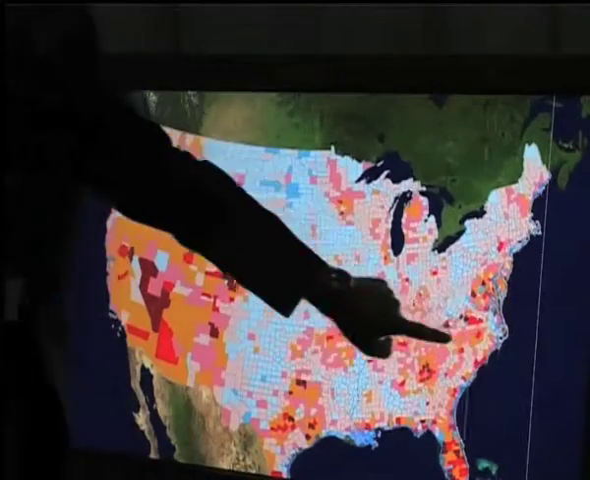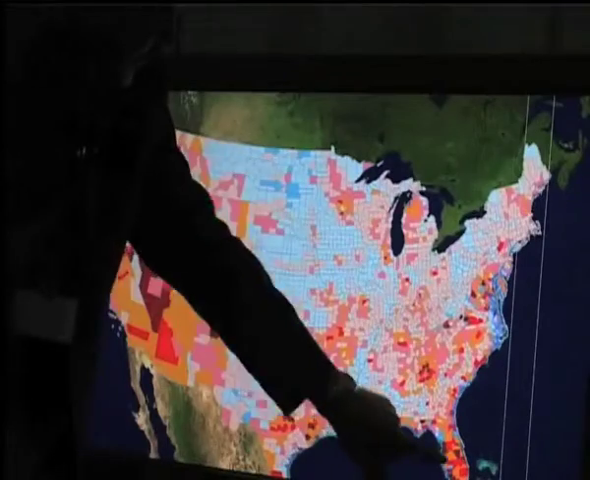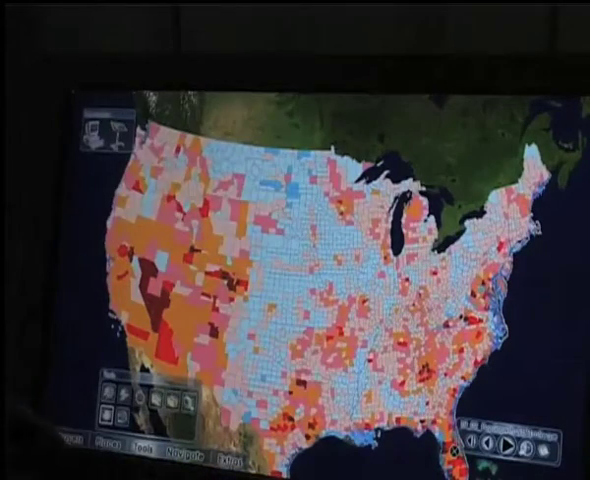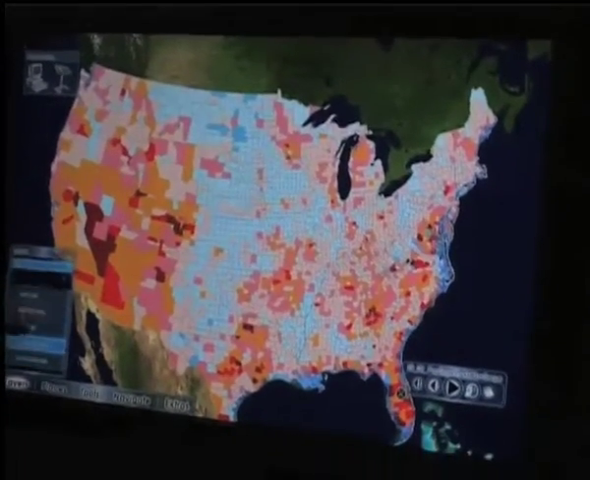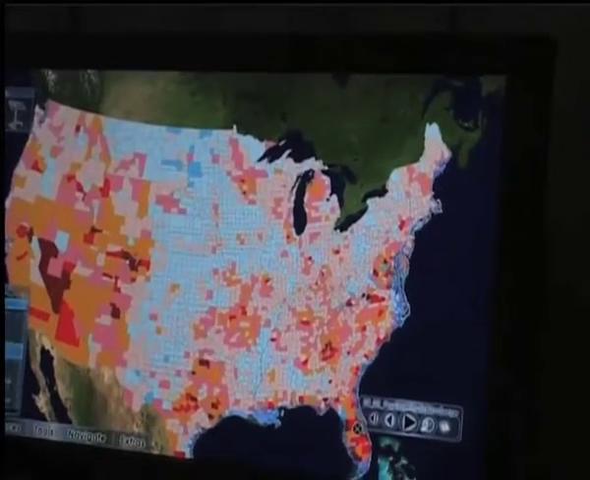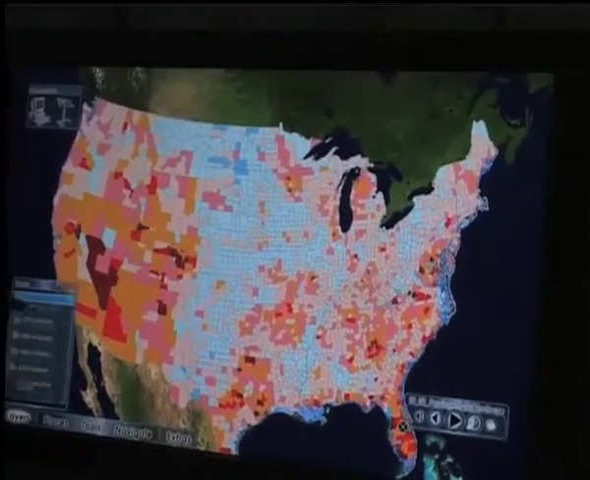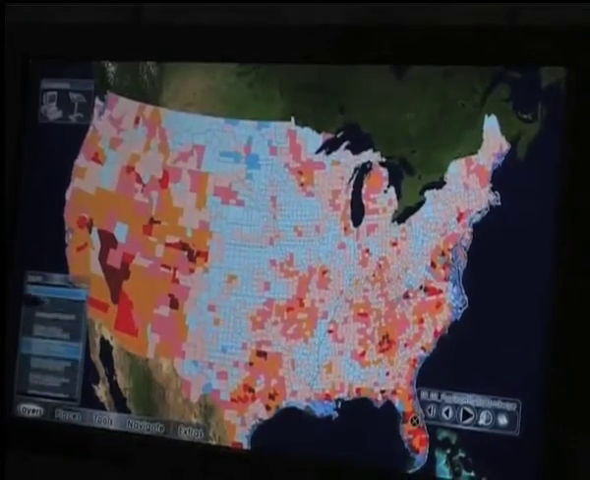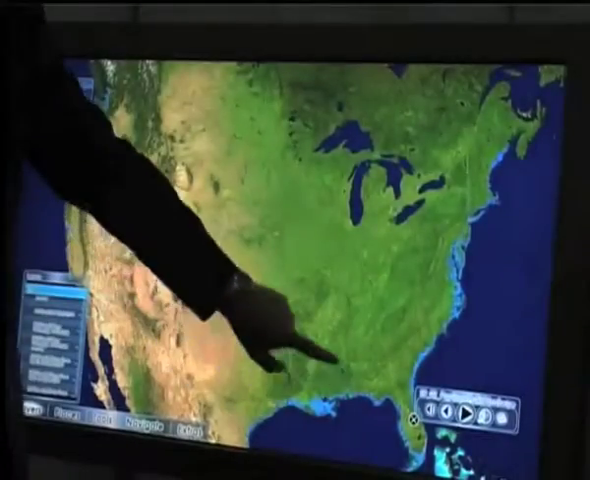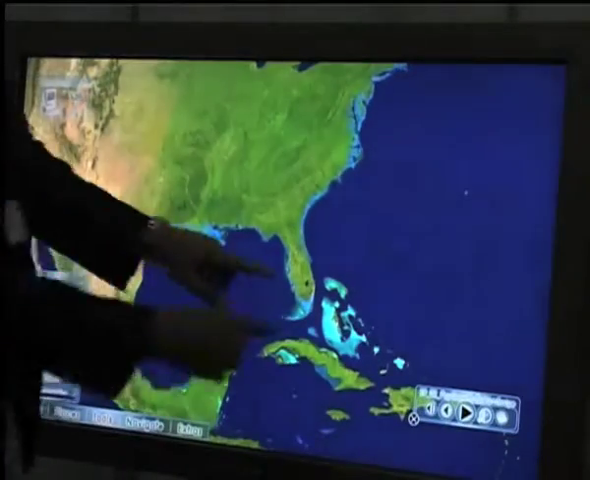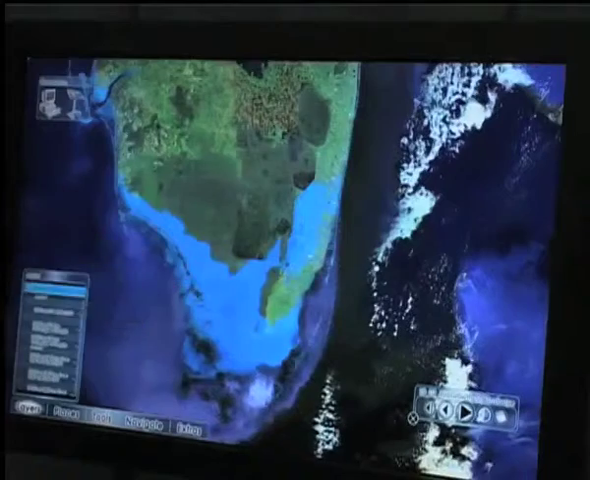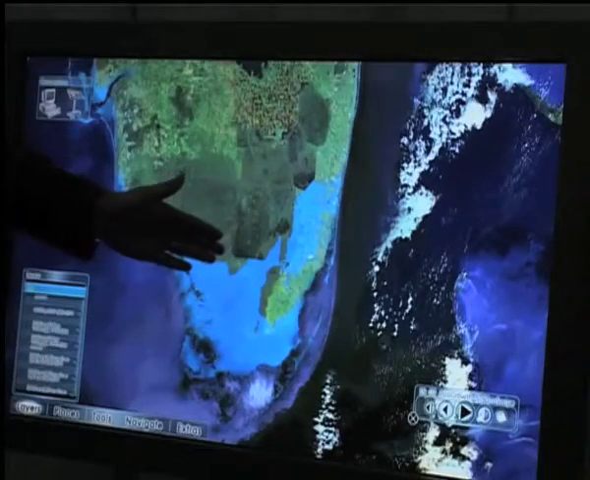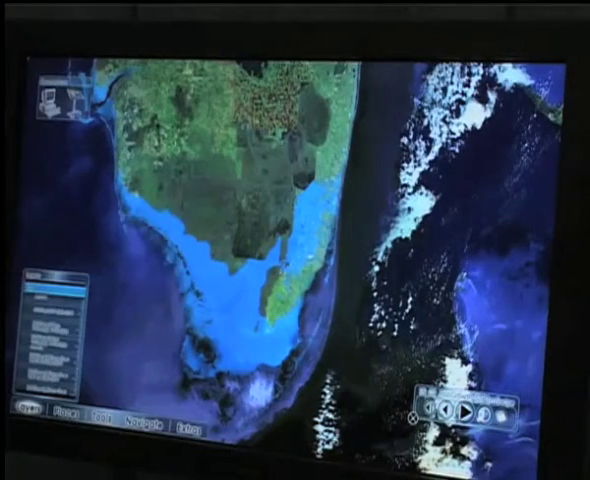I'm going to do a swipe and take off the sea level rise. Let me take off, this is 1 meter of sea level rise. I want to take off the population. There we go. So we can zoom down into South Florida, and we can see the impact of a 1 meter sea level rise in South Florida.